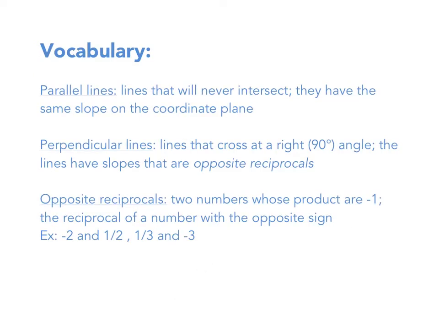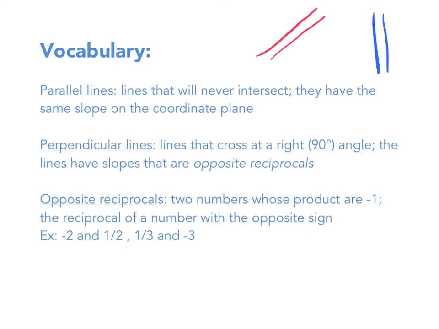Parallel lines are lines that will never intersect. It means they'll never cross each other. They have the same slope on the coordinate plane. So if you see lines that have the same slope, you'll know that they're parallel. And those look like this. Like that, they'll never cross. It's not the most straight. Like that, never cross.